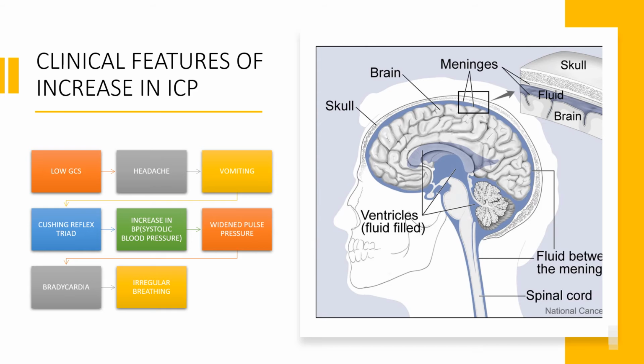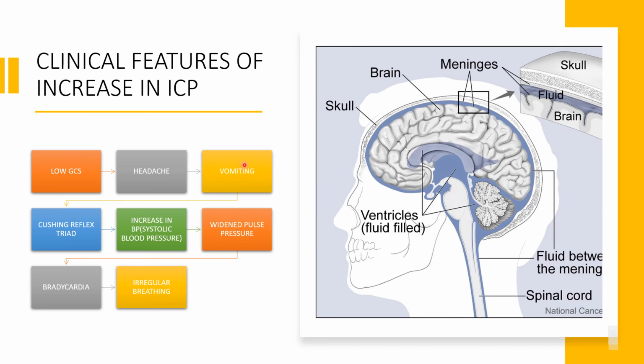So there will be low GCS. Everyone knows that any disturbance or damage in the brain can cause a low GCS. Then next one is headache. Why is this headache happening? Here you can see the meninges layer. If the ICP is increasing inside the brain, the meningeal layer will stretch. This meningeal layer is highly sensitive to pain, and that is what causes the headache.